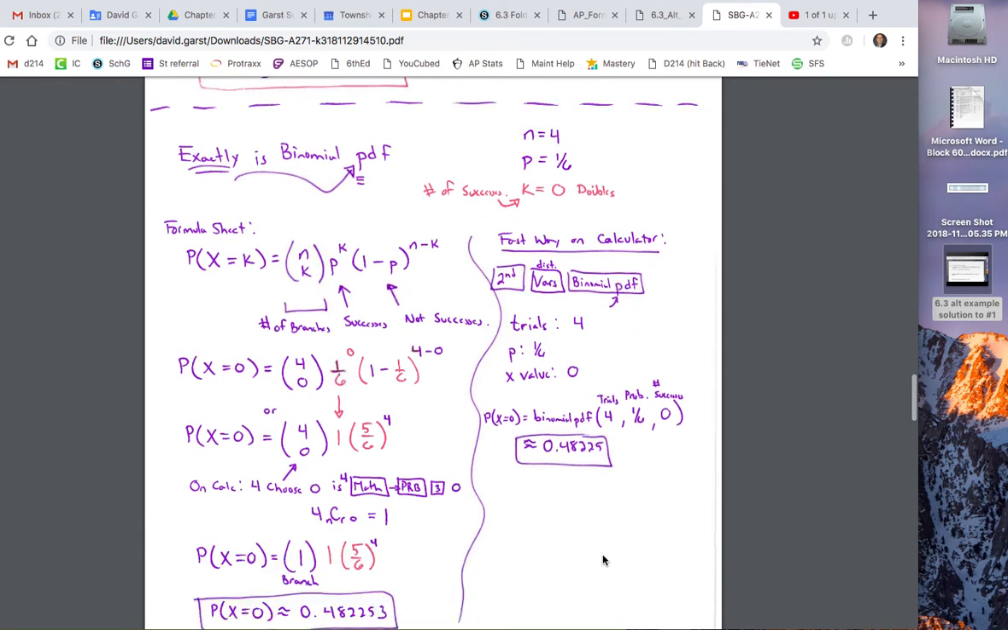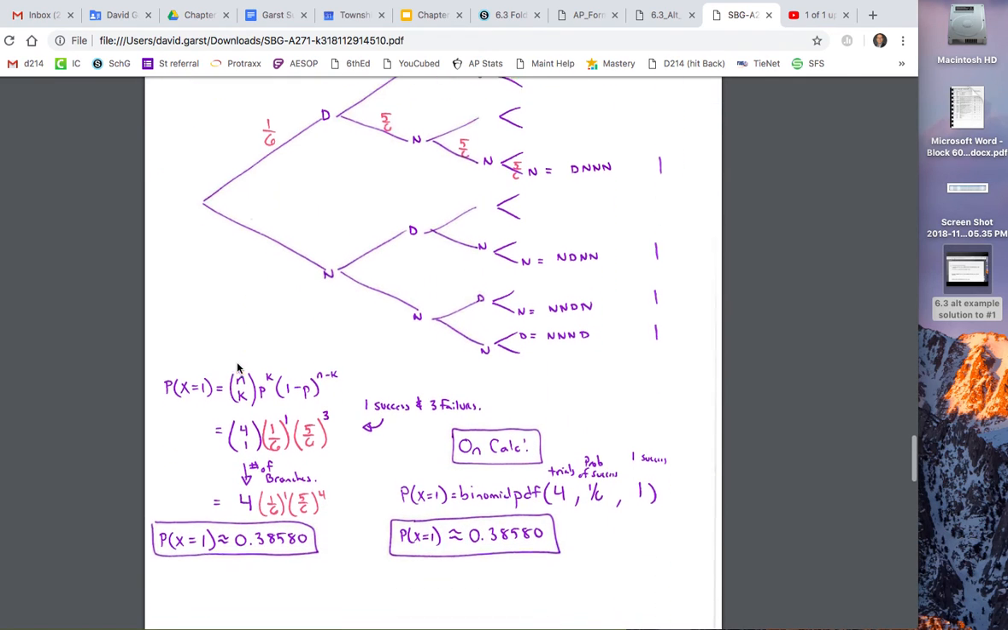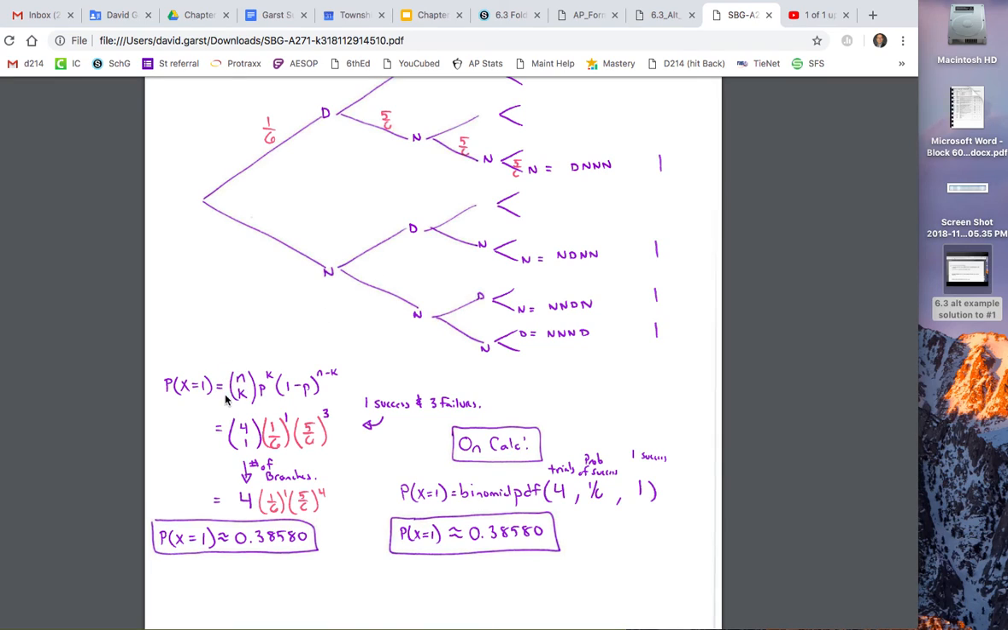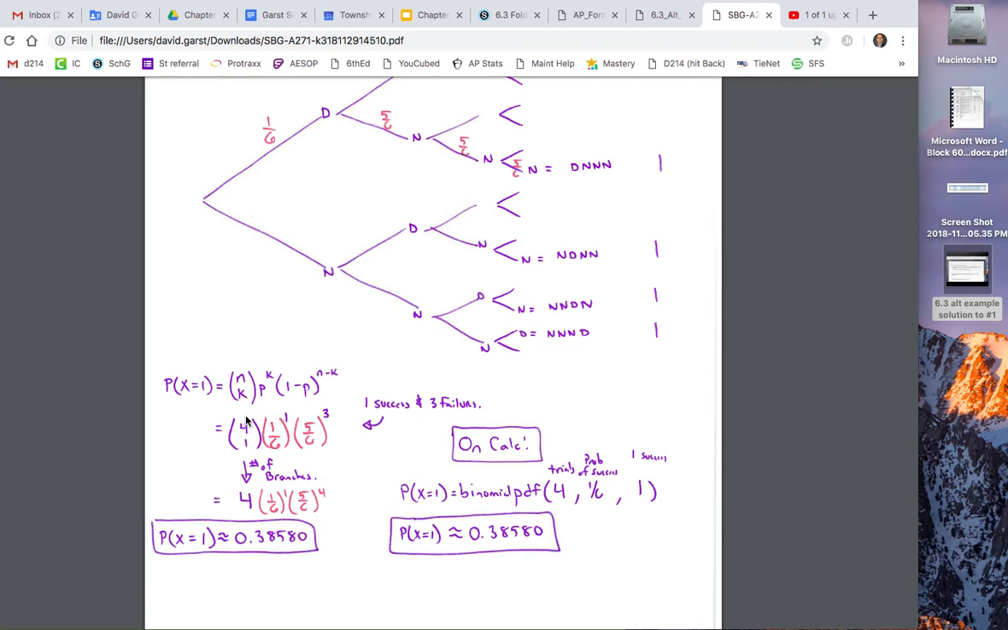same answer. So what happens now when we're looking at getting 1 double in part B? Well, in that case, let's look at the formula here. I told you in the beginning that this part tells us the number of branches. And to get 1 double, there are 1, 2, 3, 4 branches that are involved here. And if you were to do 4 choose 1, it would give you the answer 4. That's how many combinations there are.